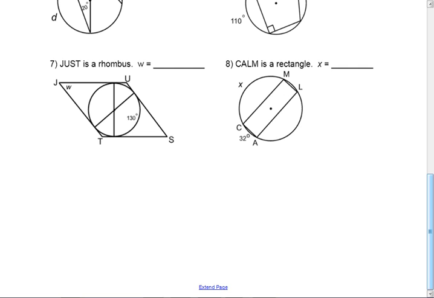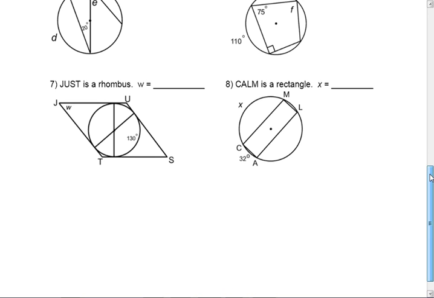Okay. Now, I've done all these. Oh, I have a rhombus, and I want to find the angle. Now, what's true about this arc? That's a right angle. That's a right angle. We just did this. What's true about this arc and this angle here? They have to add up to what? 180. So this is 50. So how big is W? 50.